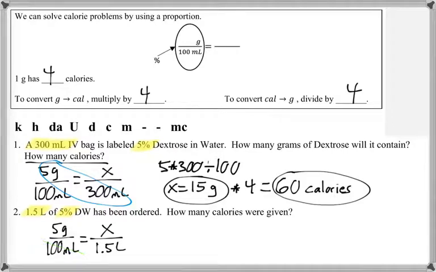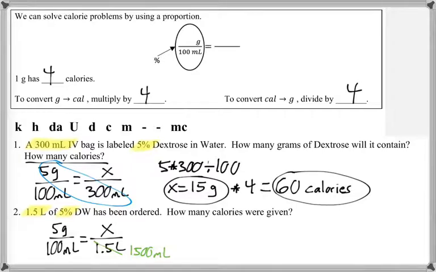Or I can convert the 1.5 liters to milliliters, and I would do that by moving it 3 places to the right. So that would be 1,500 milliliters. So either way is okay. Don't do both because then they would not match. But once they match, we can now solve the proportion.